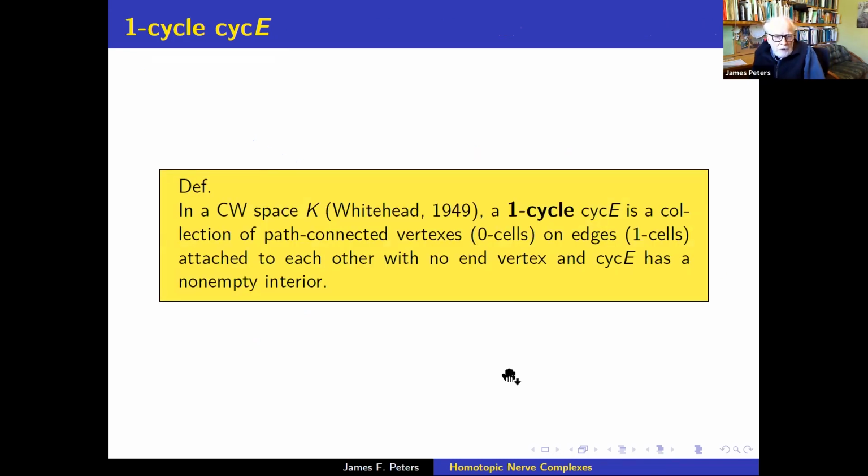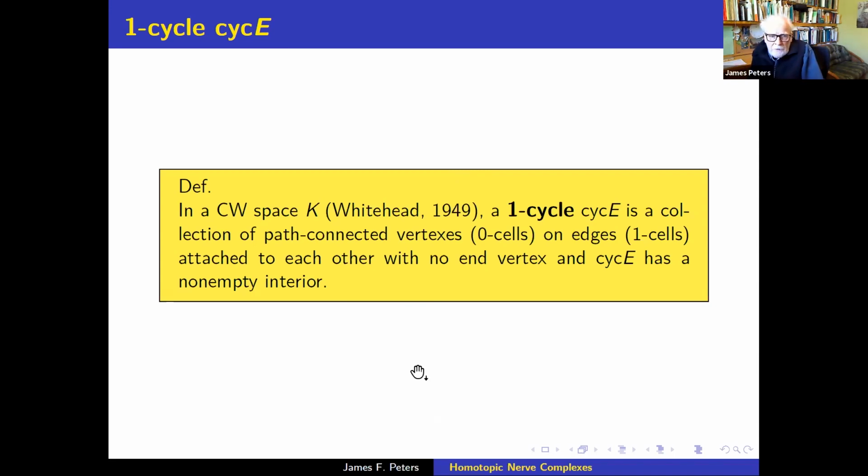Here's a definition of a one cycle. I've explained that already, so I won't belabor it. I'm working in all cases in a CW space, a topological space introduced by Whitehead in 1949, which is actually an elaboration of the topological space introduced by Alexandrov and Hopf in 1935 in their topology book, written in German and not in translation.